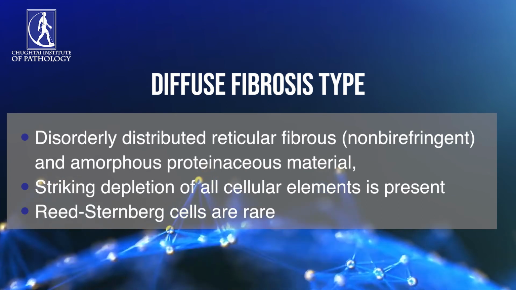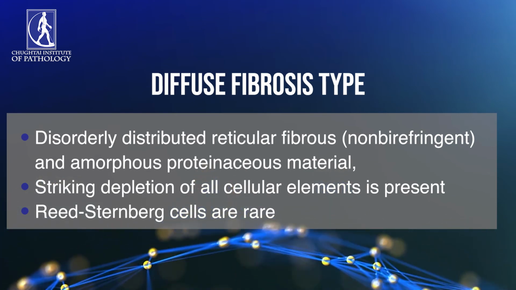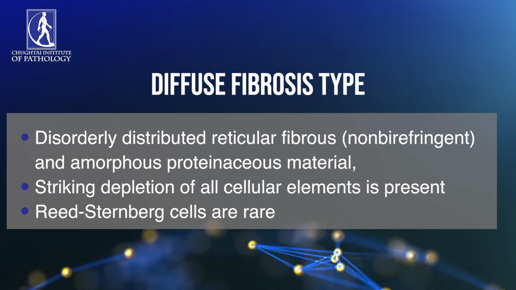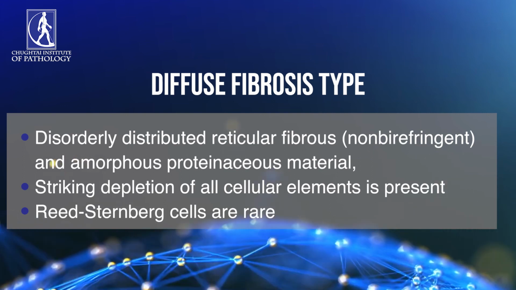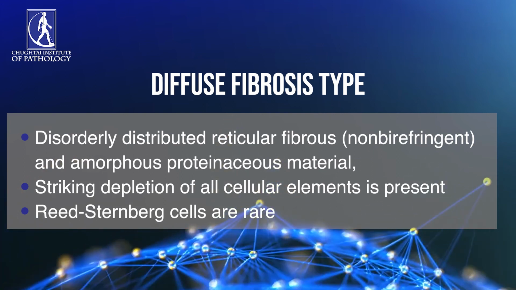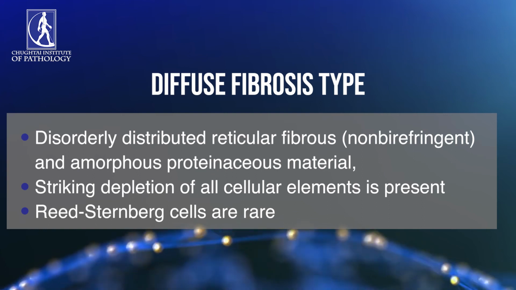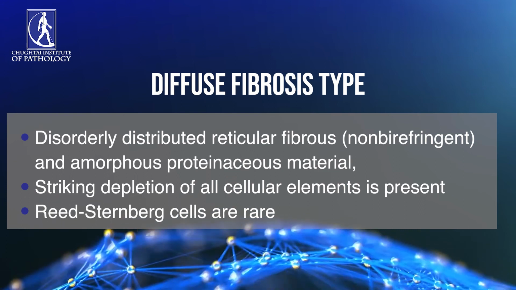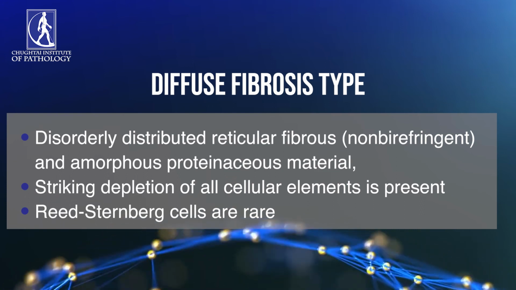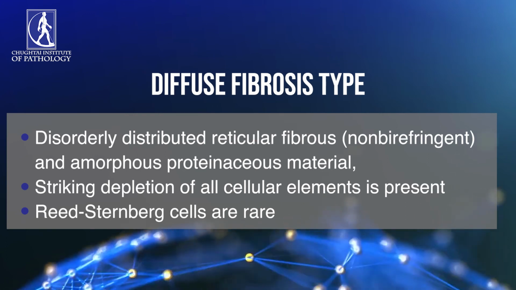Lymphocyte depleted Hodgkin's lymphoma has two major subgroups, that is a diffuse fibrosing type and a reticular type. The diffuse fibrosing type has a disordered arrangement of reticular fibers and an amorphous proteinaceous background, and there is striking depletion of all cellular elements in the background. Classic RS cells are not commonly seen, but may be seen at times.